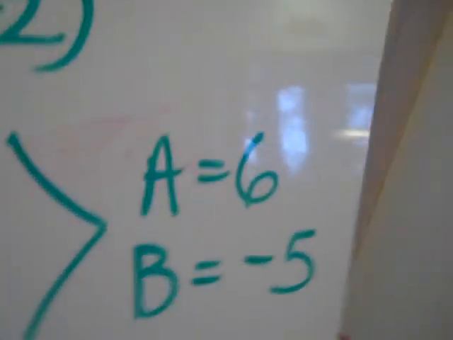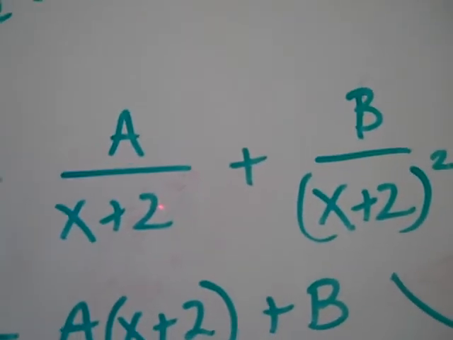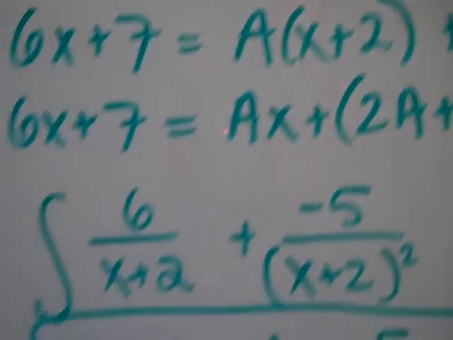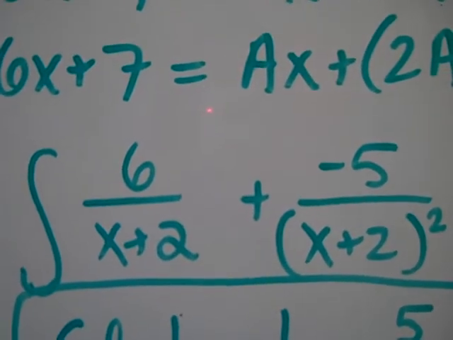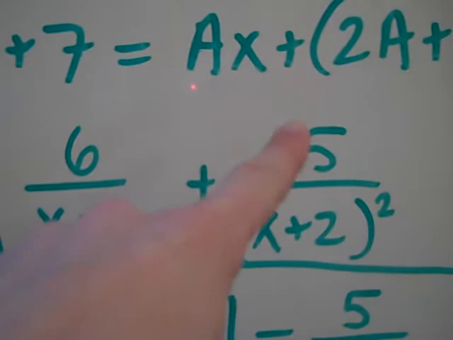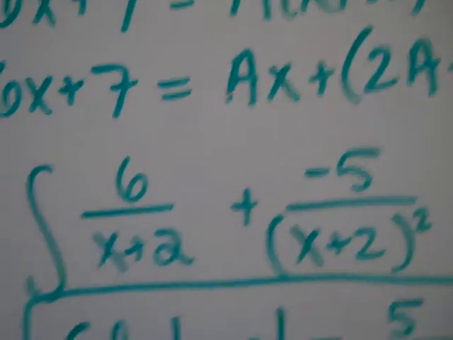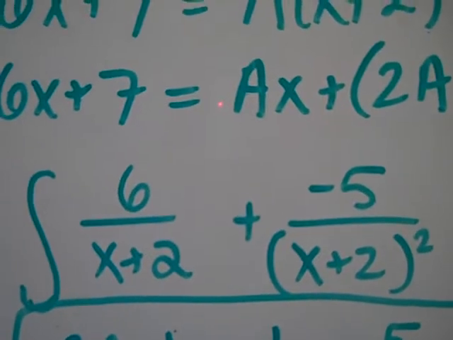I'm going to take both of those numbers and put them back into my rewritten split fraction so that I have a new integral with 2 simpler fractions of 6 over x plus 2 plus -5 over the x plus 2 squared. And I forgot my dx. Oh well. And now I'm going to integrate.